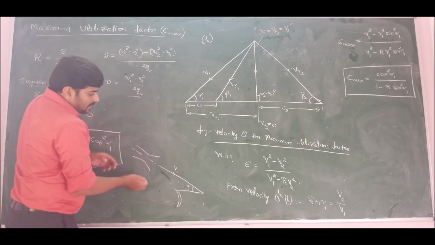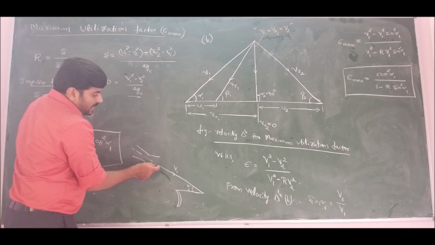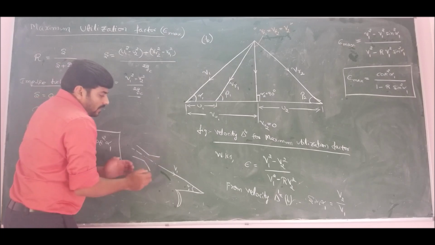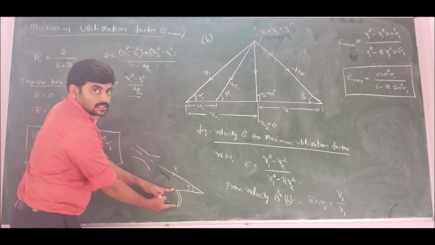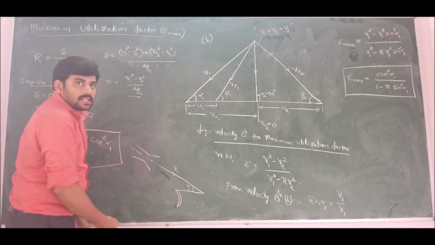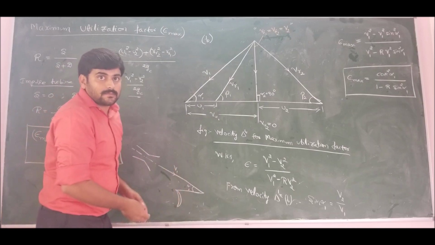Alpha 1 is nothing but the angle made at the outlet of the nozzle. But we always speak with reference to the vanes. So therefore, we specify alpha 1 as the inlet nozzle angle. That is nothing but the inlet for the blade.